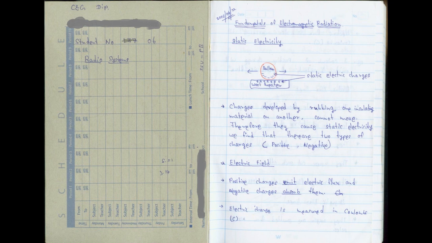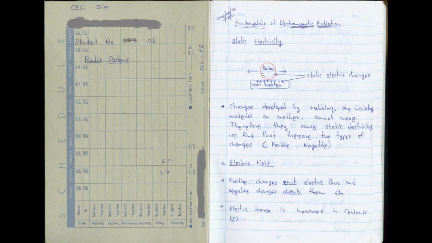We find that there are two types of charges, in brackets positive and negative. So using static electricity, people have proved that there are two types of charges. Different materials are charged in different ways, but they identified there are only two types.